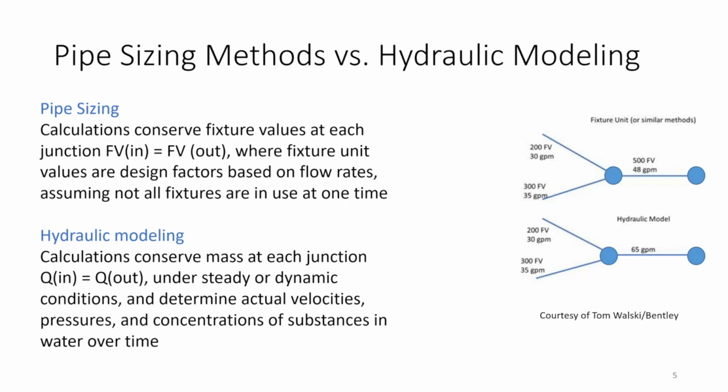In contrast, when we talk about the pipe sizing modeling, which we're going to be talking about today, that's a different kind of modeling where we're doing some calculations that are conserving what we're calling fixture values at each junction, each segment in the pipes. And so the fixture values are conserved, and the fixture values are design factors, again, that are based on flow rates, but they're not exactly flow rates.